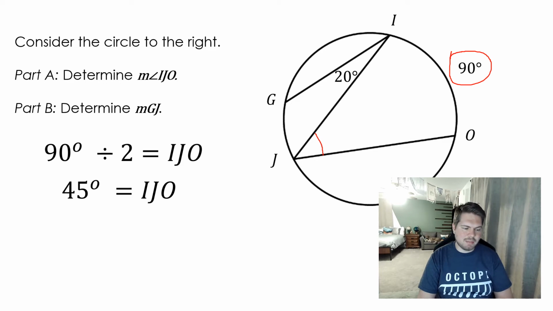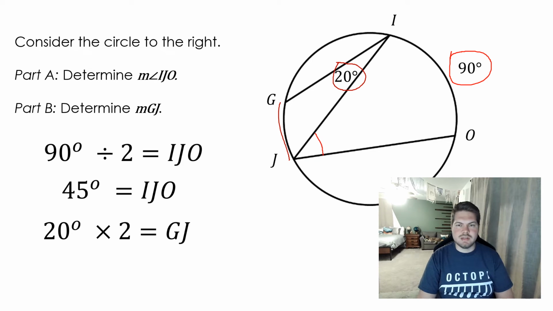Now we are doing the opposite. We are given that angle I is 20 degrees. So we know that double that should give us GJ. So 20 times 2, we get that it is 40 degrees.